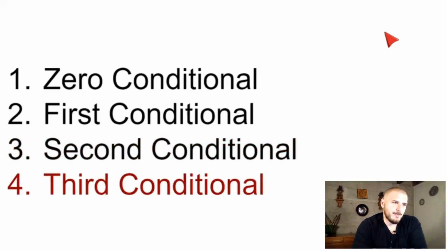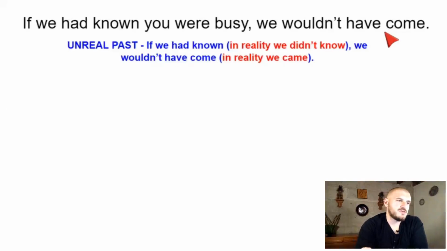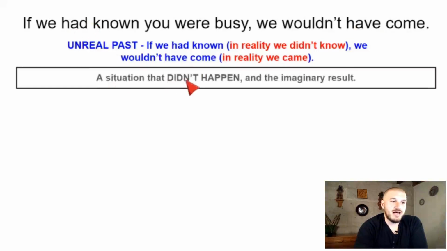This one is tricky. So the example we had at the beginning was, si hubiéramos sabido, then we wouldn't have come. No habríamos venido. So this is the unreal situation, but now we're talking about something that's not true in the past. A situation that did not happen. Algo que no pasó. Y su resultado imaginario, ¿no? So a situation that didn't happen and the imaginary result. De haber sabido, la realidad es que no sabíamos, pero de haber sabido, o si hubiéramos sabido, entonces el resultado habría sido diferente. The result would have been different.